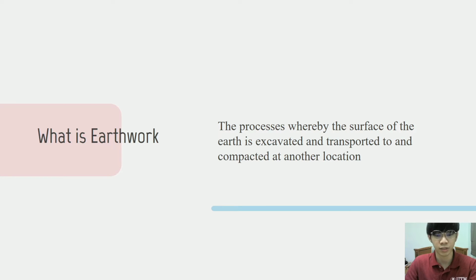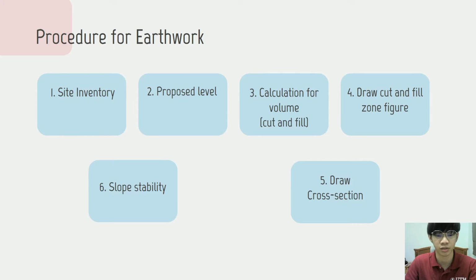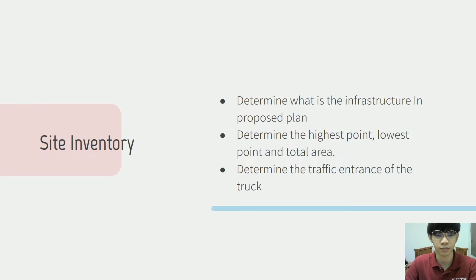Earthwork is a process whereby the surface of the earth is excavated and transported to and compacted at another location. This slide shows how the Earthwork department did their tasks. In total, there are 6 tasks that they need to conduct. First is site inventory, purpose level, calculation for cut and fill volume, draw the cut and fill zone figure, draw the cross-section, and slope stability.